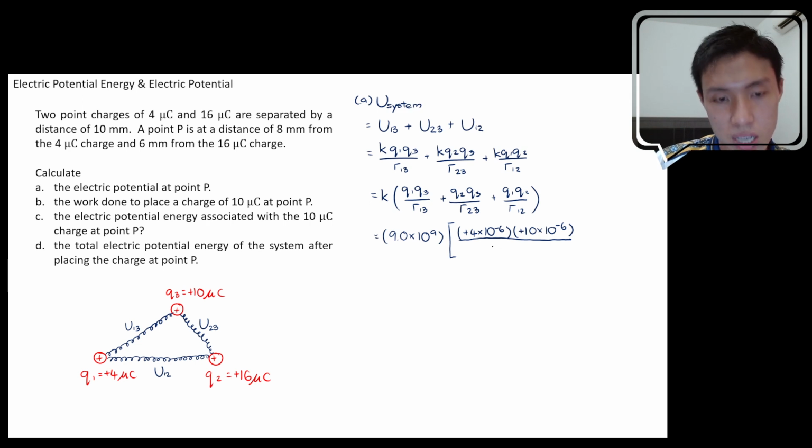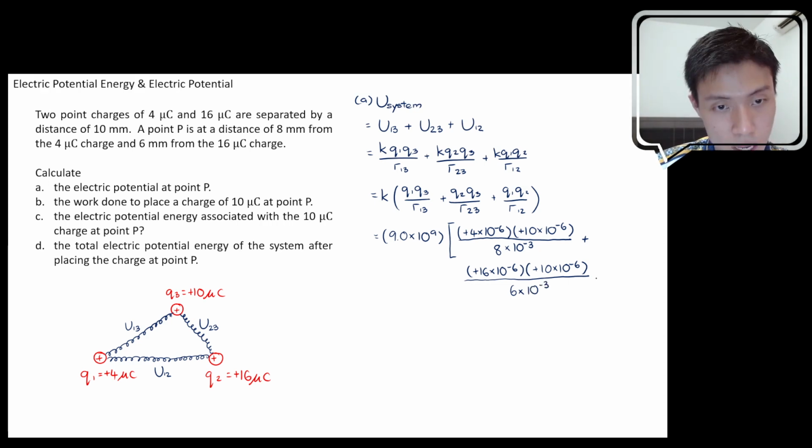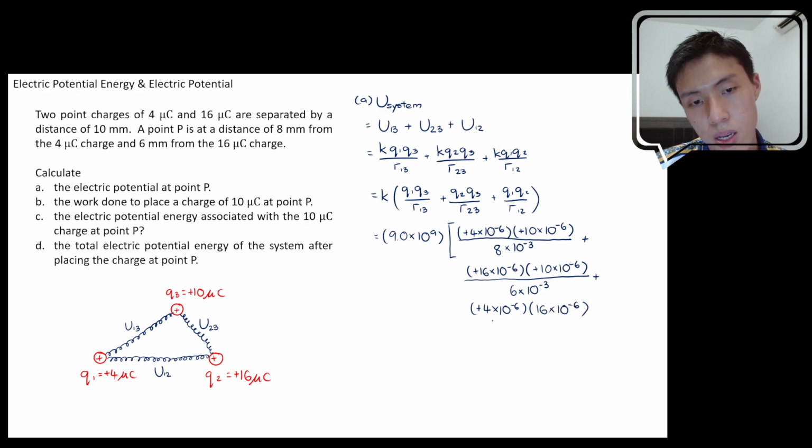R13 is 8 mm. Then I'm going to add Q2 and Q3. Q2 is positive 16, Q3 is positive 10, and the distance between them is 6 mm. Lastly, I'm going to add the relationship between 1 and 2: positive 4 microcoulomb multiplied by 16 microcoulomb, divided by the distance between them, which is 10 millimeter.